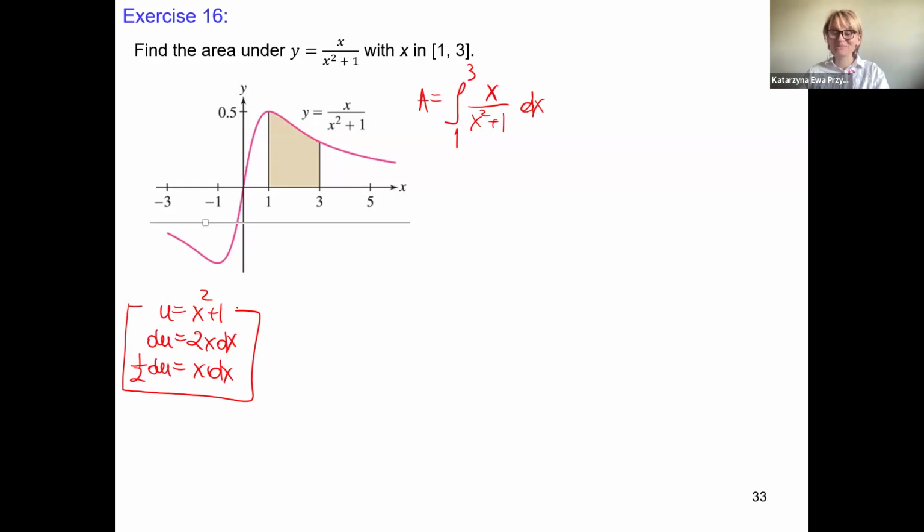Yes, Reese, we will talk right away about that integral.